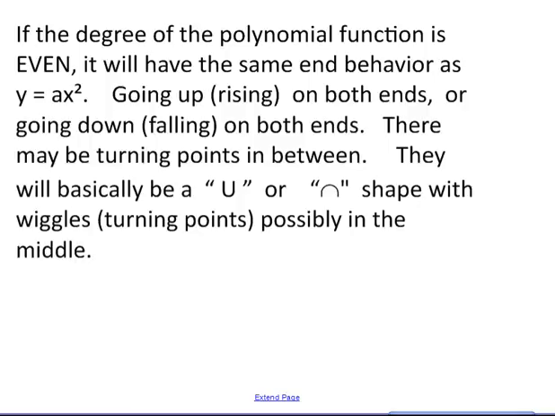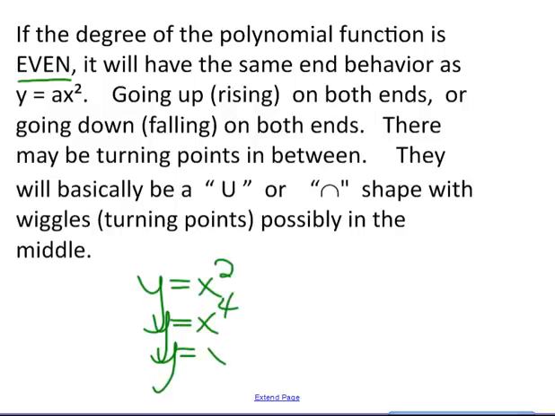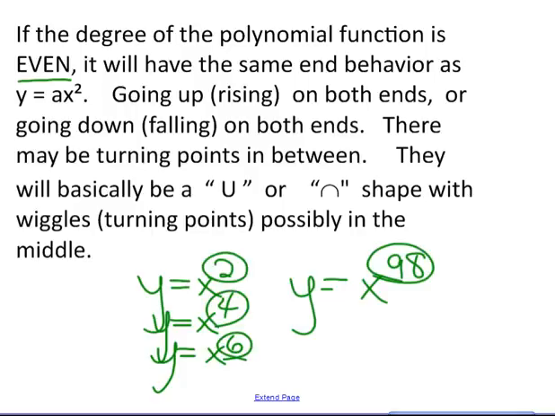It turns out that if the polynomial function has an even degree, so when I say even degree, I'm talking about y equals x squared, y equals x to the fourth, y equals x to the sixth, y equals x to the 98th. As long as it's an even degree, it's going to have the same end behavior. Both ends are going to rise or they're going to fall depending on whether a is positive or negative.